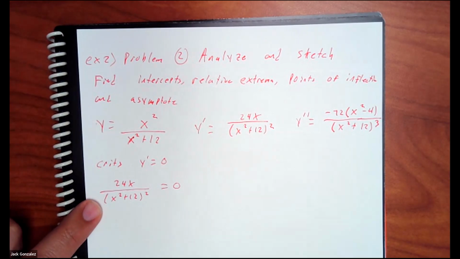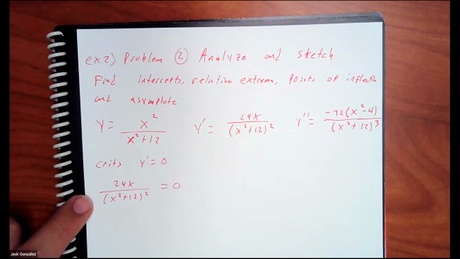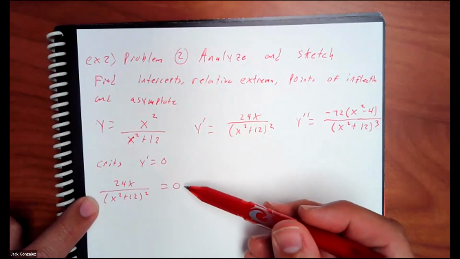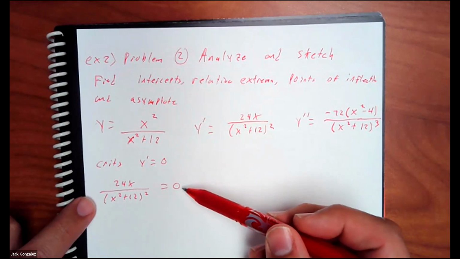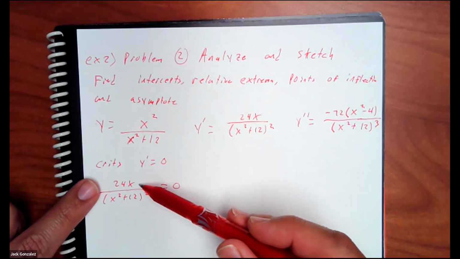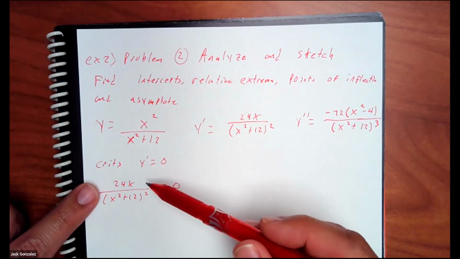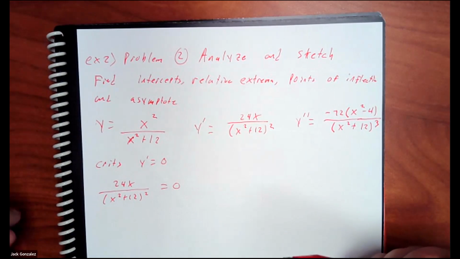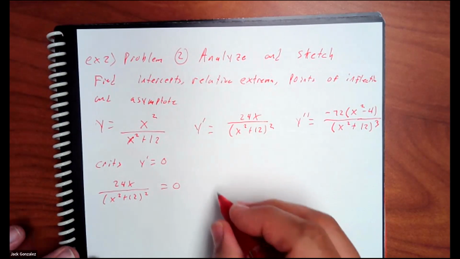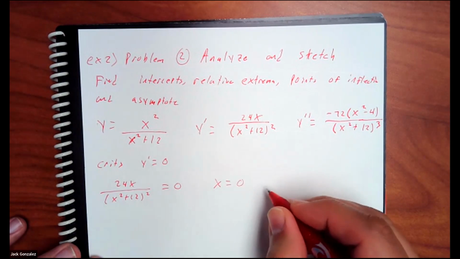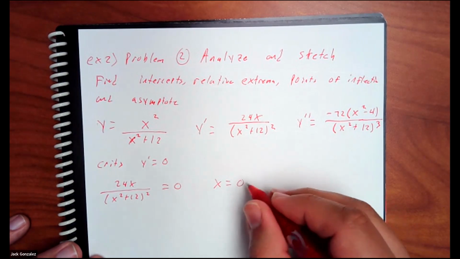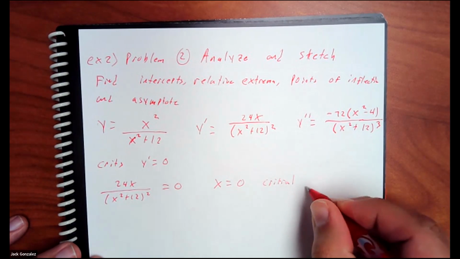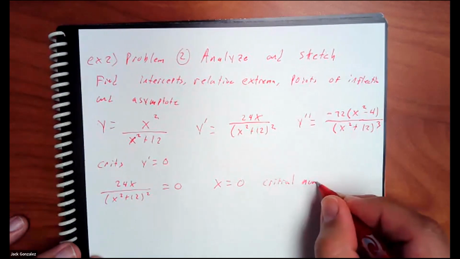The denominator will not affect this and will not make it 0 ever. It's only the top. So you can see that the only thing that'll make the top 0 is the 0, right? It's the only critical number here. So x equal to 0 is the only critical. Does that make sense? Say it again.